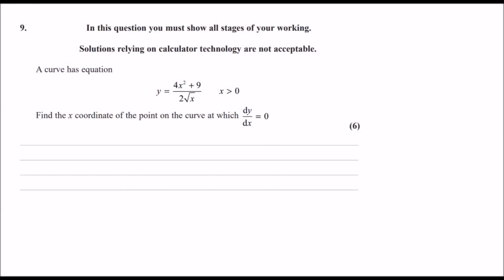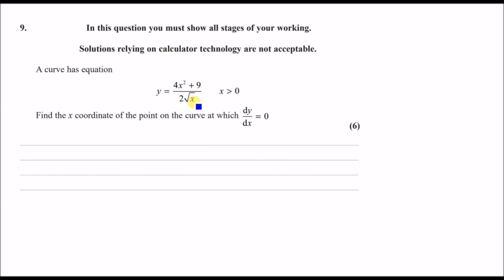Alright, so a curve has an equation given by this mixture of a quadratic and reciprocal equation. Find the x-coordinate of the point on the curve at which dy over dx equals 0. Okay, so they kind of tell us what to do. They want us to firstly get to dy over dx, so that's the first thing we should do.